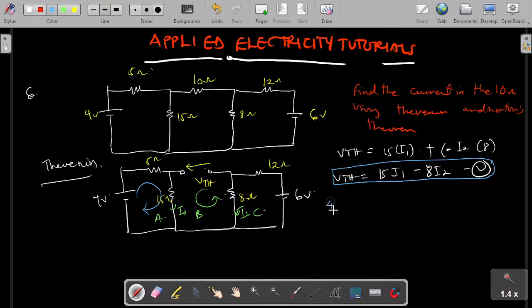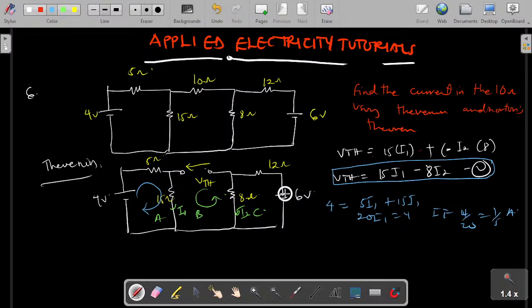So my 4 volts will be equal to what? A current passing through here is I1, so I'll have 5 I1. The same I1 will come and pass through 15, plus 15 I1, okay? And that is all. It will come back. So I'll say that 20 I1 is equal to 4. I1 is equal to what? I1 is simply equal to 4 over 20, which is 1 over 5 amps.